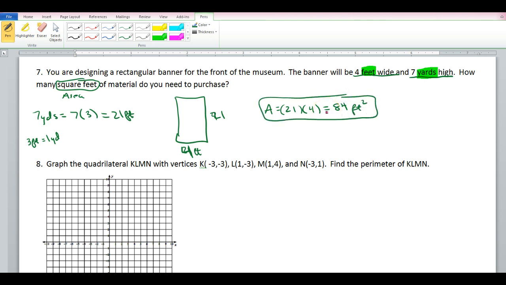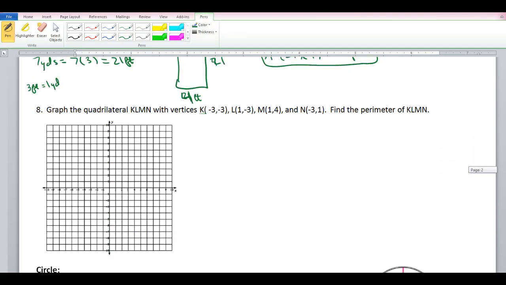Alright, so if you are going to purchase material, a lot of times it's in square footage or square yards, so being able to calculate it is key when you go to buy.